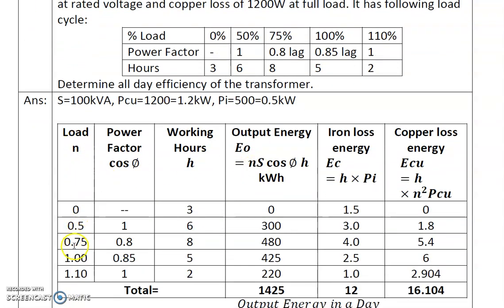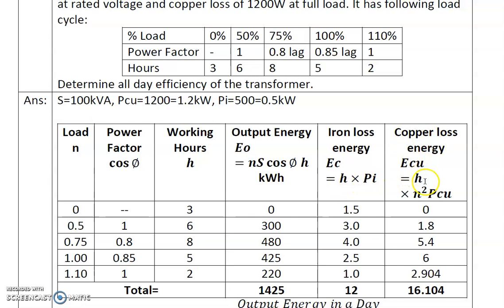Let load be taken as a factor N, power factor is recorded here, working hours are recorded here, and I am going to calculate the output energy from the transformer. So output energy is equal to N into rating in kVA, that is N S cos phi, which is the power in kilowatt, into number of working hours, in kWh. Iron loss is nothing but number of hours into iron loss. Whether the load is present or not, iron loss is continuously taking place, that is, core losses are continuously there, so it is multiplied by hours.